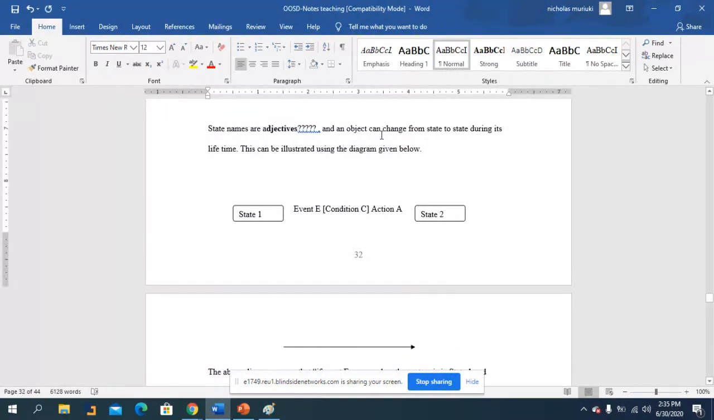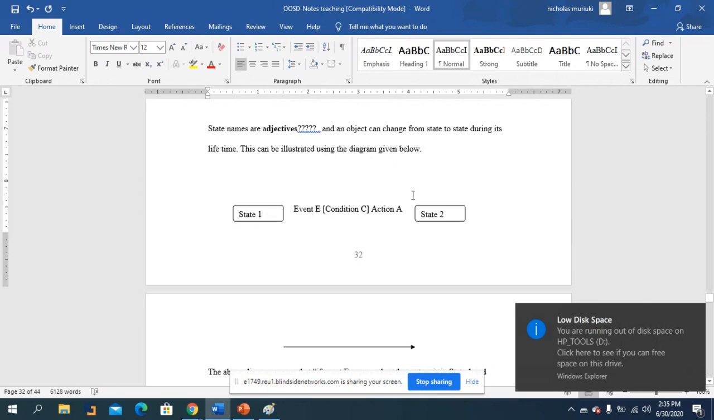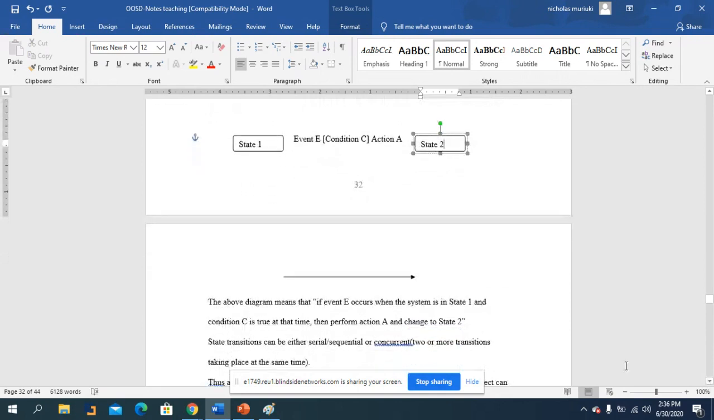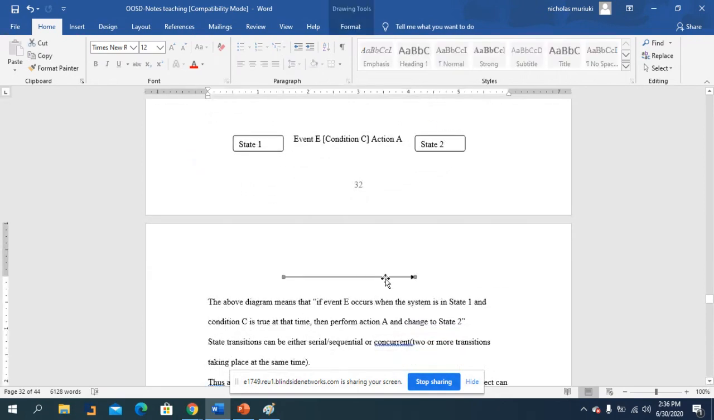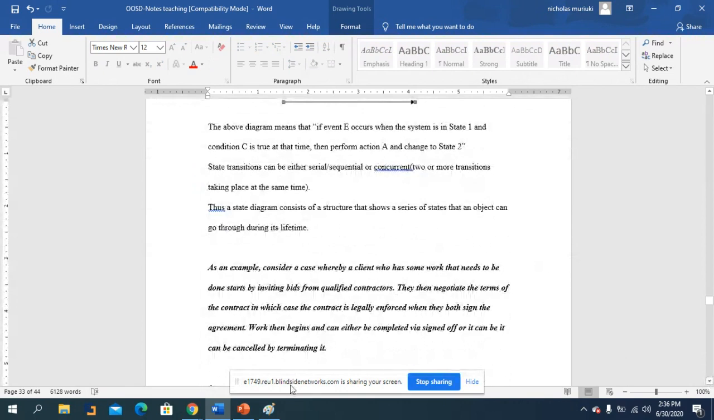And an object can change from state to state during its lifetime. This can be illustrated using the diagram below. So if you look at now, the state 1 and state 2, in between here, we are having what you call an event. And an event, you can present that event using an arrow. That is a pointing arrow, or maybe you can use an arrow without pointing end. So in this case, we can look at now other diagrams that you should be able to have.